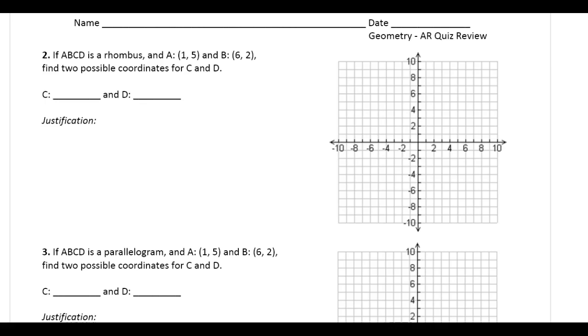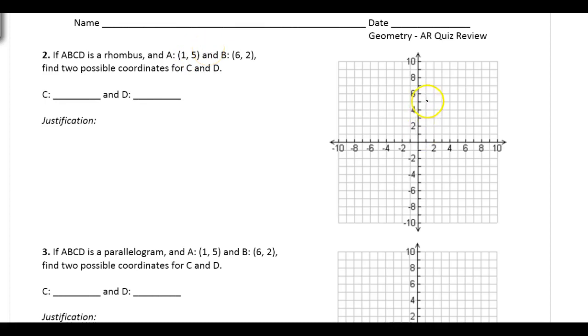So we're given if ABCD is a rhombus and A is (1, 5) and B is (6, 2), we want to find two possible coordinates for C and D. So I'm going to find one set of possible coordinates and then leave it up to you to go ahead and find another set. So let's start by graphing A and B.